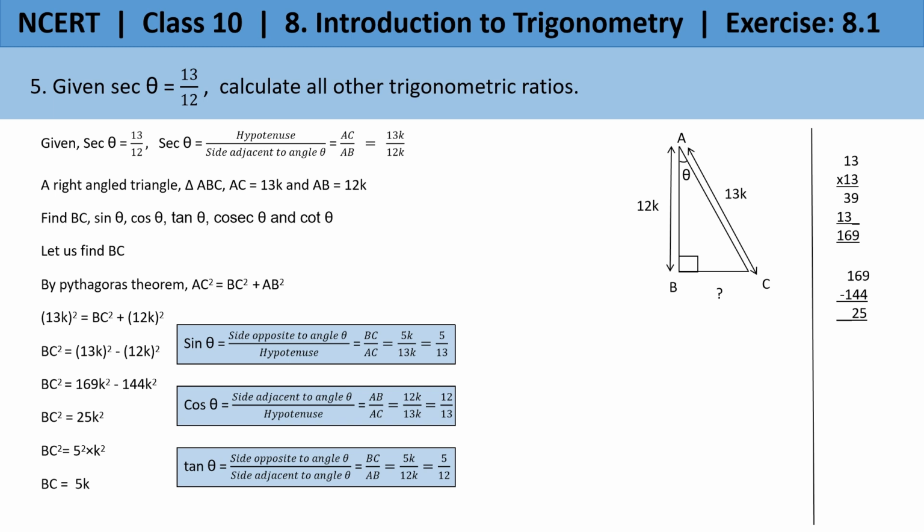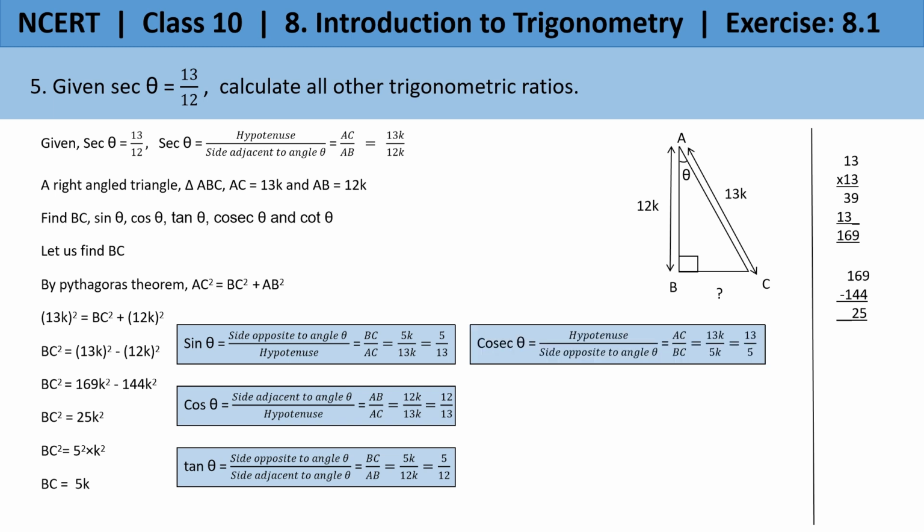Tan theta is equal to side opposite to angle theta by side adjacent to angle theta, which is equal to BC by AB, which is equal to 5k by 12k, which is equal to 5 by 12. Cosecant theta is equal to hypotenuse by side opposite to angle theta, which is equal to AC by BC, which is equal to 13k by 5k, which is equal to 13 by 5.